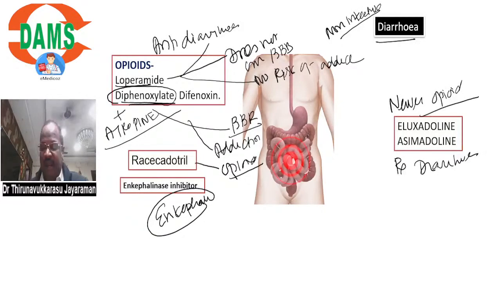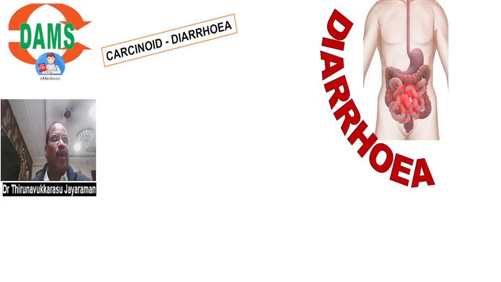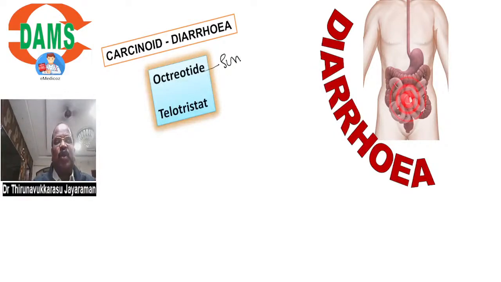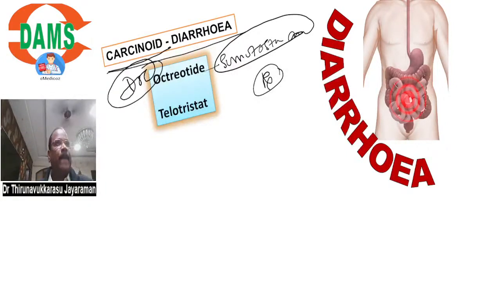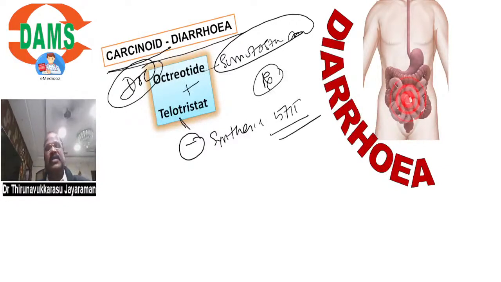And coming to octreotide, octreotide is a somatostatin analog useful for treatment of carcinoid diarrhea. That's the drug of choice for this diarrhea. It can be combined with telotristat. Telotristat, a newer drug, inhibits synthesis of serotonin. So a serotonin synthesis inhibitor can be combined, but the drug of choice is octreotide.